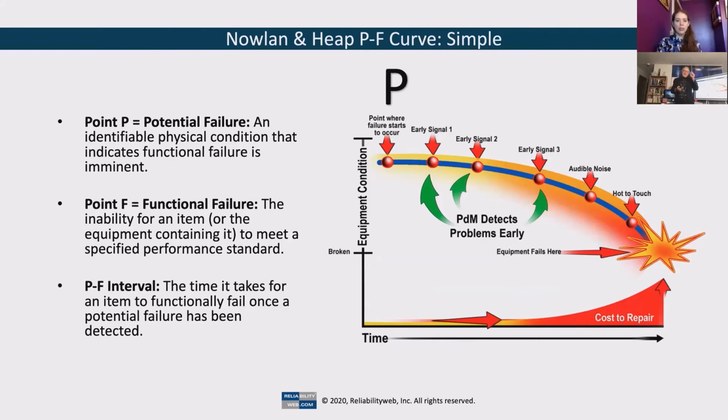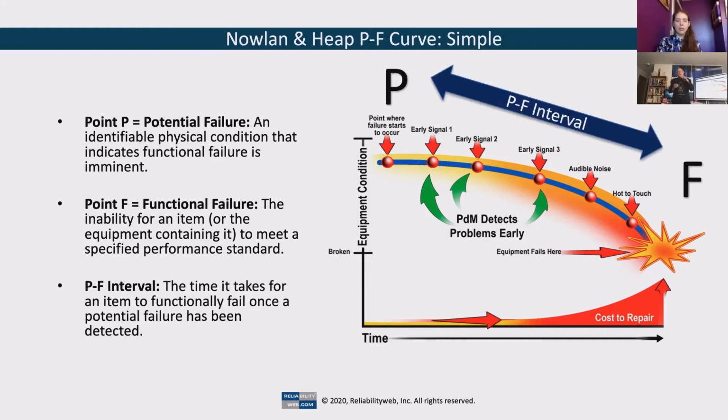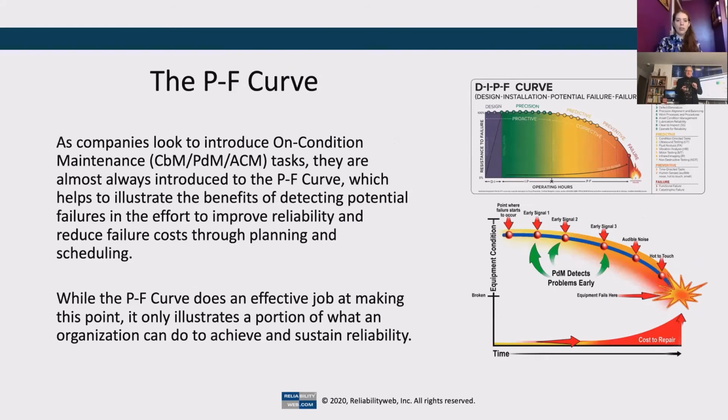We call that P, the potential failure. And then F is the functional failure. The motor might still be running, it's just not within specifications. It's not delivering the function. And we need enough of an interval, the P to F interval, to be able to plan and schedule that basic intervention.